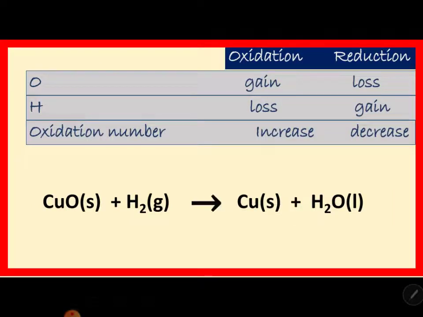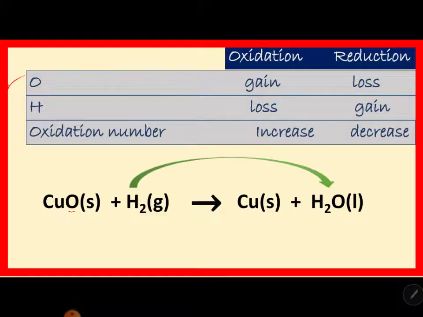This is the example of redox reaction. In this reaction, copper oxide reacts with hydrogen to give copper and water. In this reaction, you can see that there is a transfer of oxygen atom from copper oxide to hydrogen. So we will identify the reactant that is oxidized and the reactant that is reduced according to the first definition.